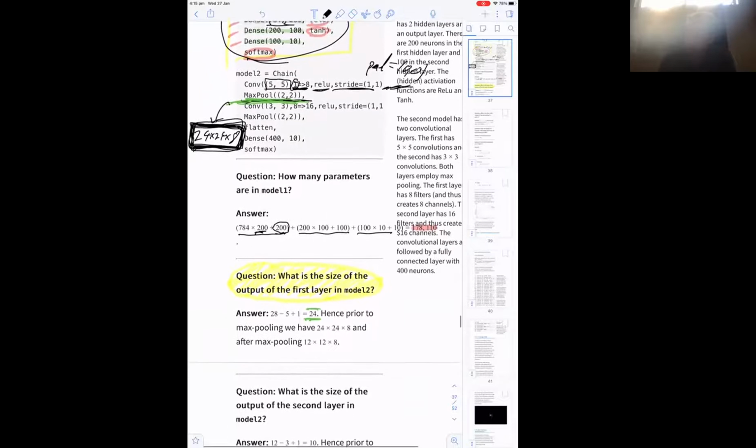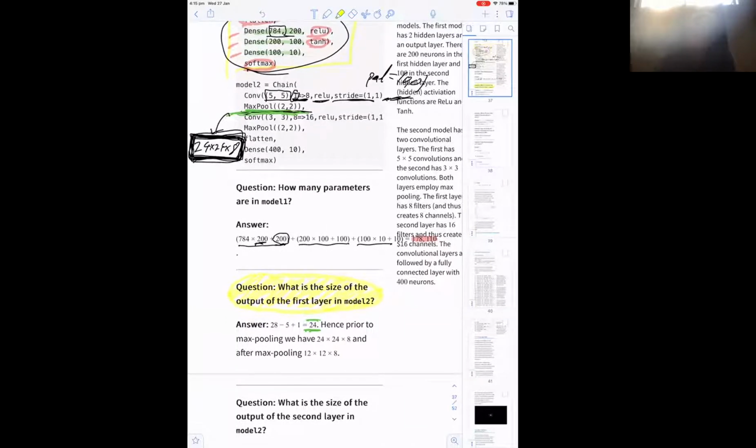Then we have a question. What is the size of the output of the second layer? So we're at 24 by 24 by 8, and now we're doing 3 by 3 convolutions, and from the 8 channels, we're creating 16 channels. The other parameters are the same. There's a padding of 0. You can't see it, but there's a padding of 0, 0, meaning 0 on X, 0 on Y. So what do we have here?